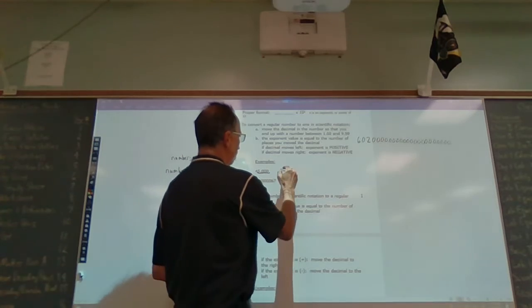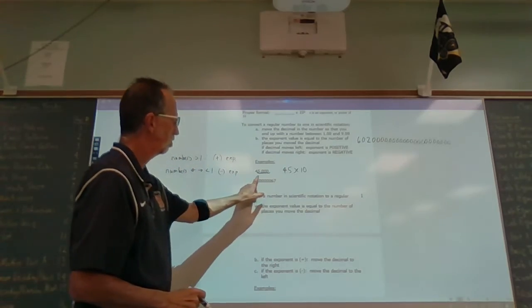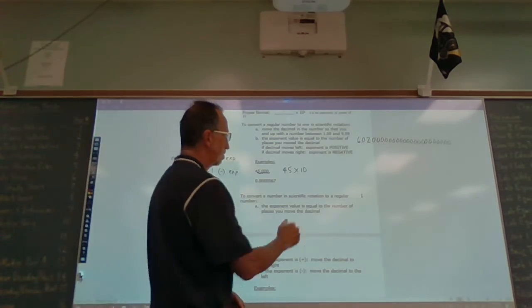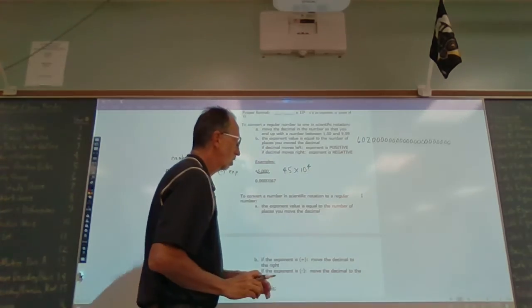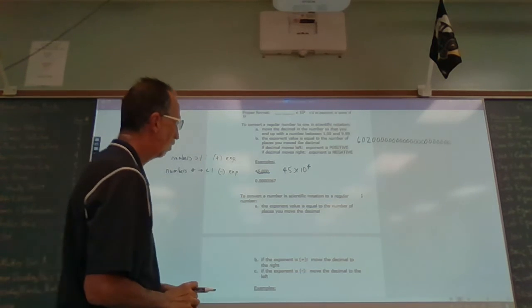All right. So this is 4.5 times 10. We moved it 1, 2, 3, 4 places to the left, so it's positive 4. So 45,000 is equivalent to 4.5 times 10 to the 4th.